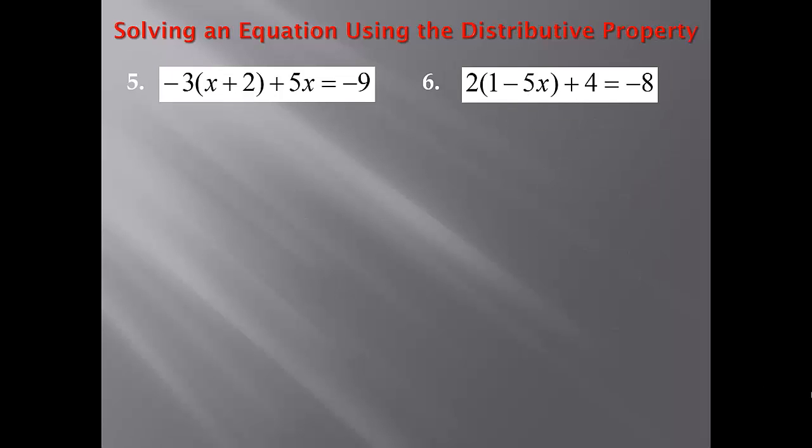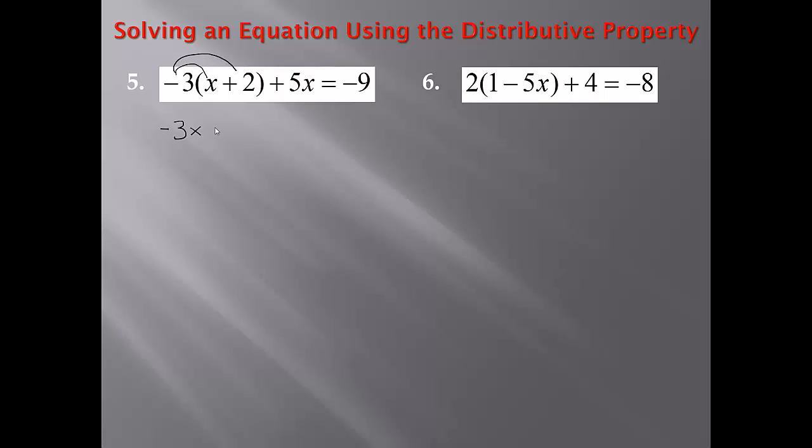Now I'm going to solve an equation using the distributive property. So for number 5, I have negative 3 times the quantity x plus 2 plus 5x equals negative 9. So first I need to use the distributive property, which tells me I need to multiply the negative 3 times x and the negative 3 times 2. So negative 3 times x is negative 3x, and negative 3 times 2 would be negative 6.